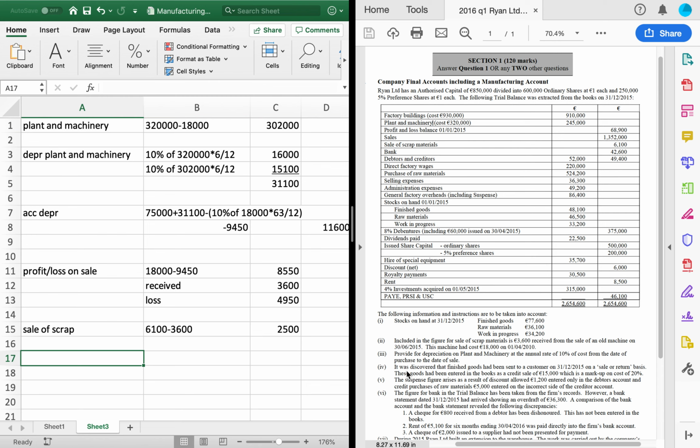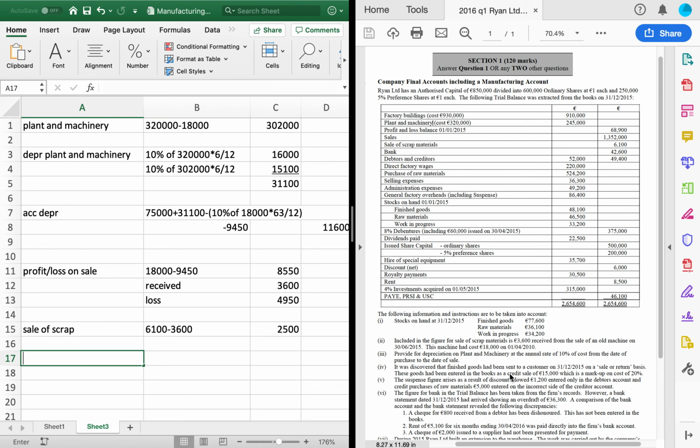Number 4 then. So it was discovered that finished goods had been sent to a customer on the 31st of the 12th on a sale or return basis. These goods have been entered in the books as a credit sale of 15,000, which is cost plus 20%. So if you sell goods on a sale or return basis, you should not include them in sales, and that's around this idea of the accruals concept, which says you should only book profits of sales when they occur. You always take the safe option.